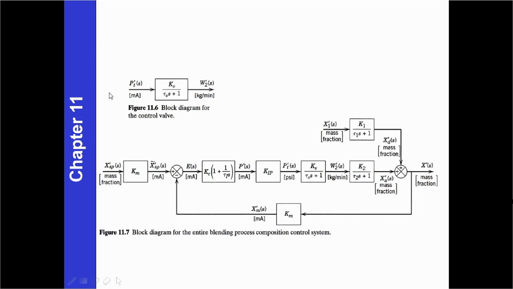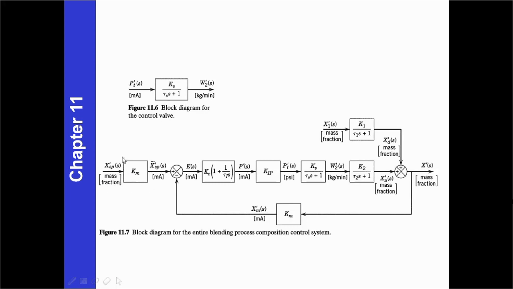So in this case, for the valve, we have the control block diagram. There is P dash t s given by Kv over tau v s plus 1, giving you the mass flow rate W dash 2 s in kilograms per minute.